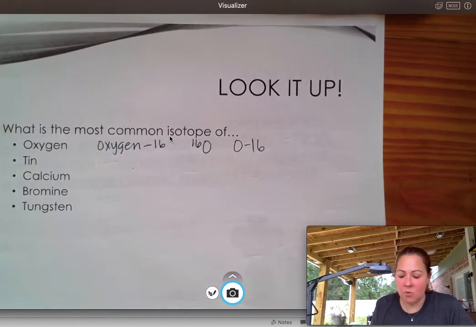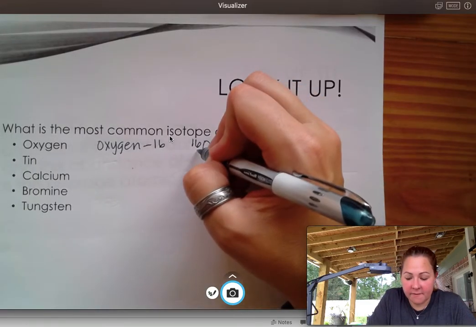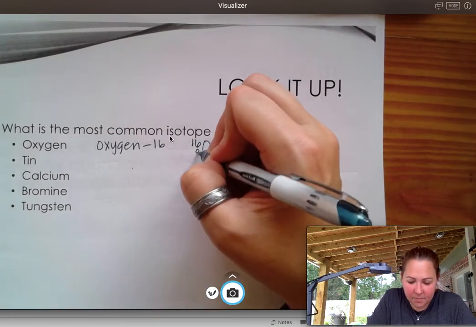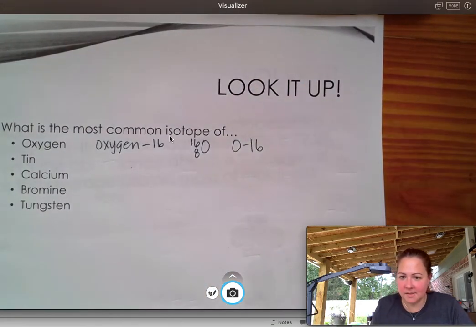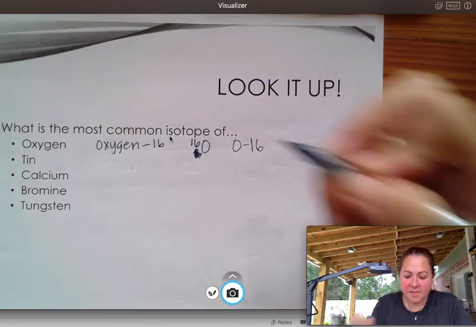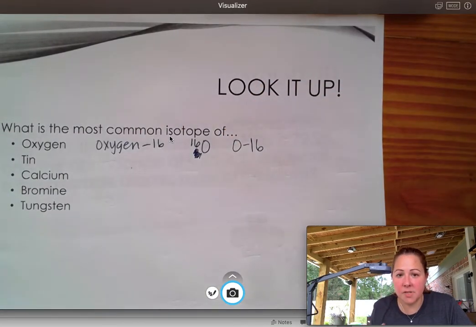It doesn't matter how you want to write that. If you want to get fancy, you could put the atomic number, the 8, there too, but that's not necessary. Just the 16 is the important part. So the most common variety of oxygen, the most common mass, is oxygen-16.